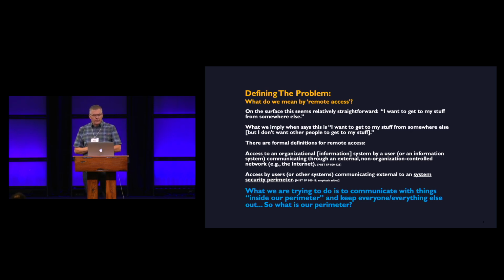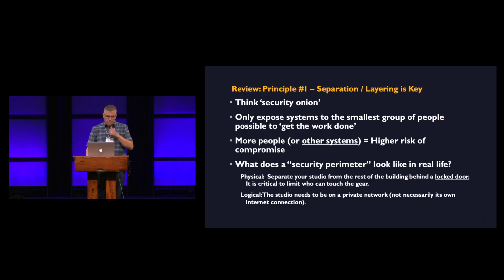And there are some formal definitions for remote access. I threw up a couple here from NIST, and really the one that comes into play is at the bottom there. It says access by users communicating external, outside of the studio in our case, outside of a security perimeter. So what we're trying to do is securely connect to, talk with, and use things that are inside our security perimeter. So what on earth is a security perimeter?